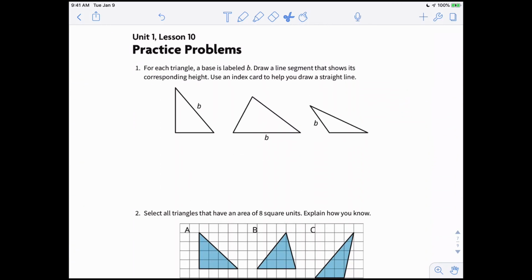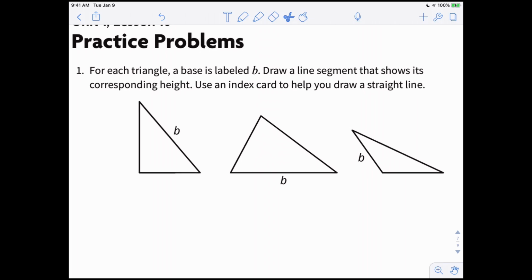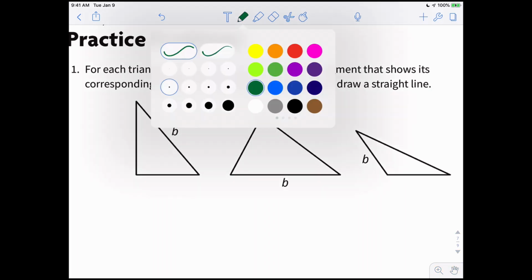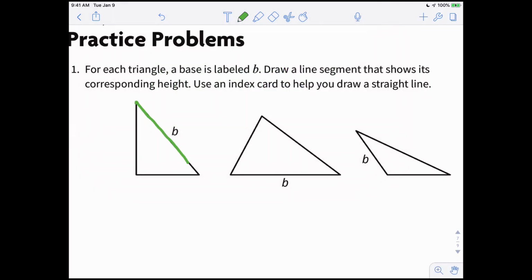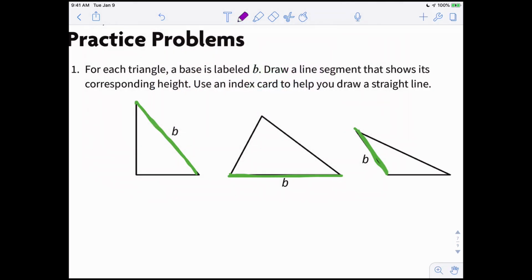So for each triangle, a base is labeled B. Draw a line segment that shows its corresponding height. Use an index card if you want. So we know if this is our base, and this is our base, and this is our base, we are going to use a perpendicular line, and it doesn't matter how long our line is, it's just got to be perpendicular.